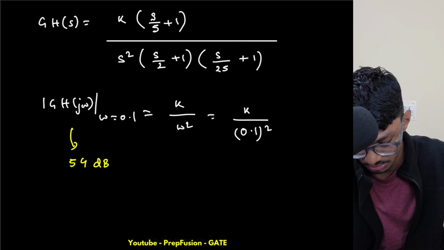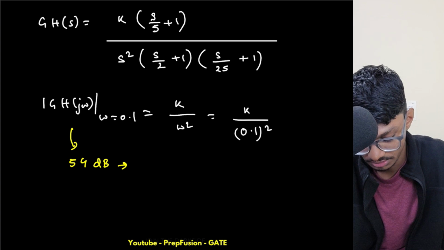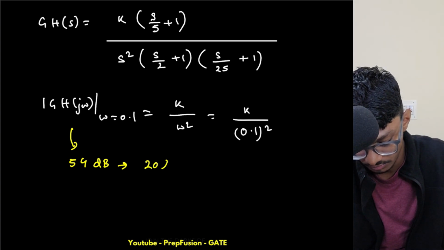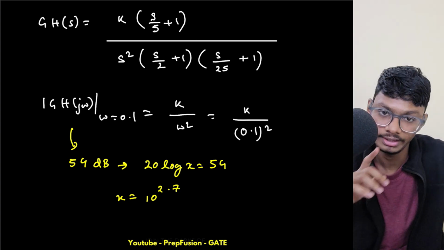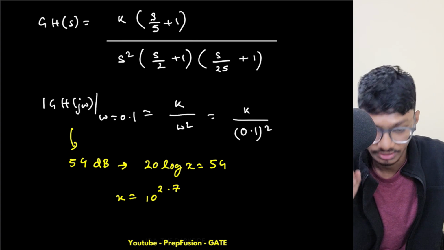54 dB. Now if it is given as 54 dB, what will be the value in absolute scale? 20 log of x equals 54. Now my x will be simply 10 raised to power 2.7. This will be my x. Now what is 10 raised to power 2.7?